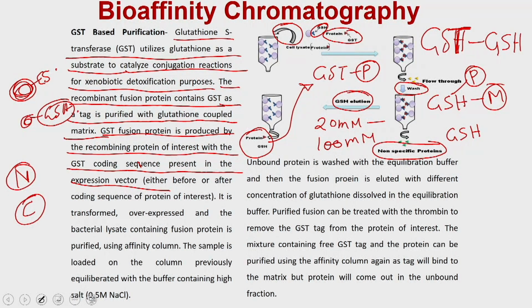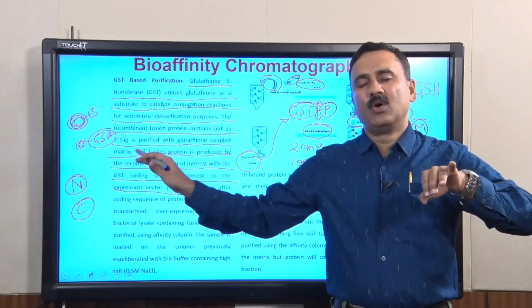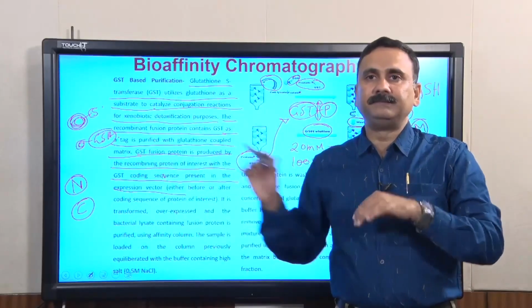Now, you can use some proteases. GST and the protein are coupled to each other with a protease cutting site, so if you want to purify, you can add that particular protease, and that is going to remove the GST from the purified protein, and it will give you the pure protein in the supernatant.